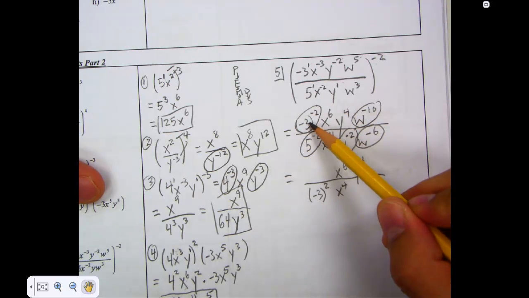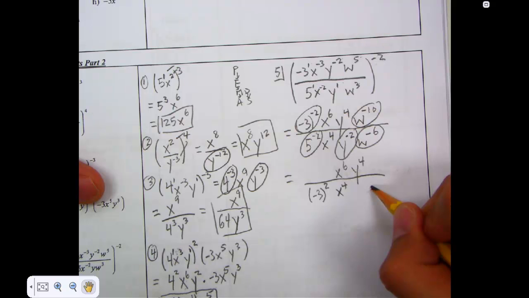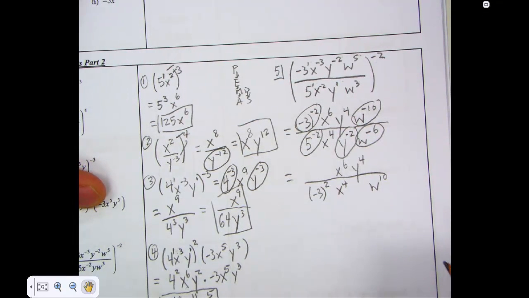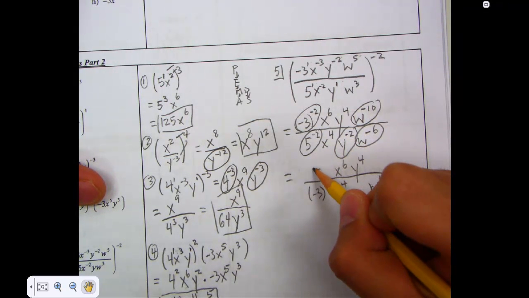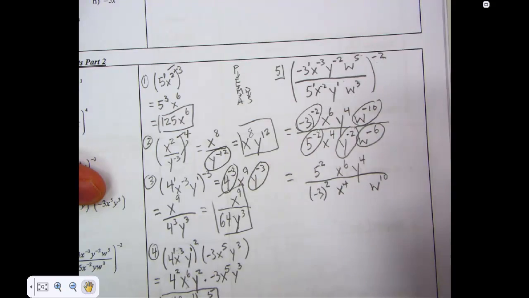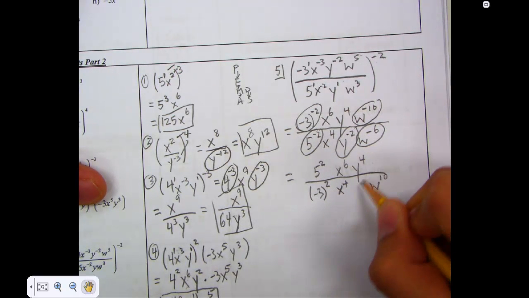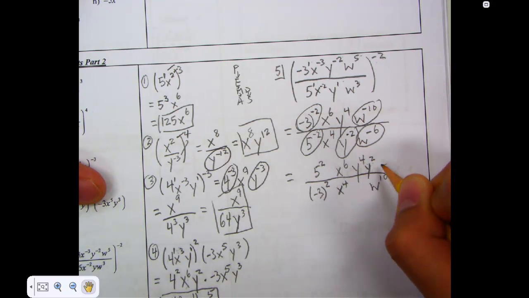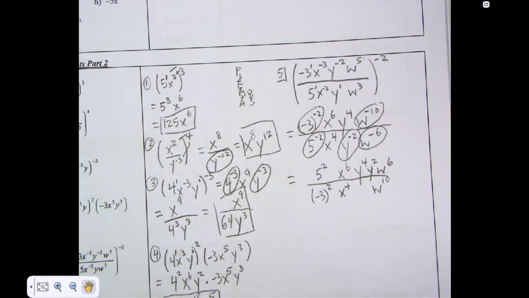So I moved this already. So I'm going to go ahead and move this one here. W to the 10. The exponent becomes positive. I'm going to move the 5 to the negative 2. That becomes 5 squared on top. This y to the negative 2 becomes y squared on top. And let's write the w's under the w's, on top of the w's, so that would be w to the 6th.